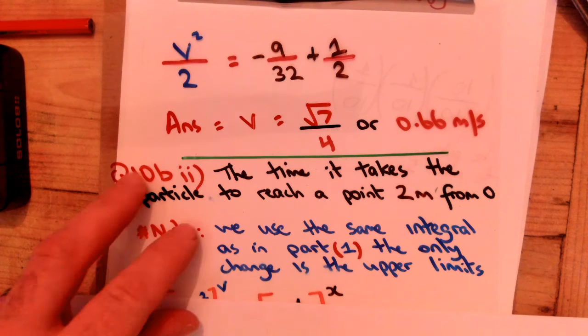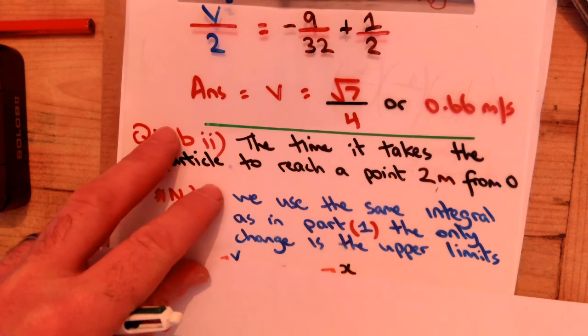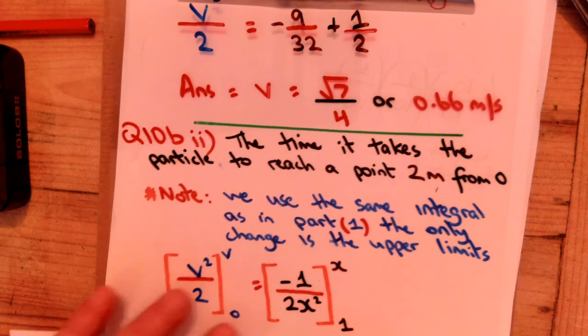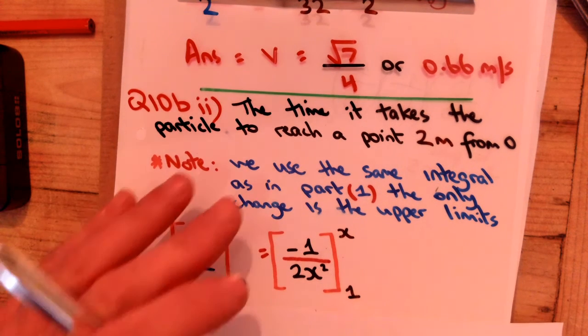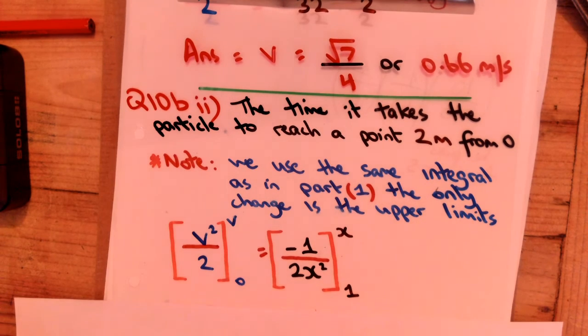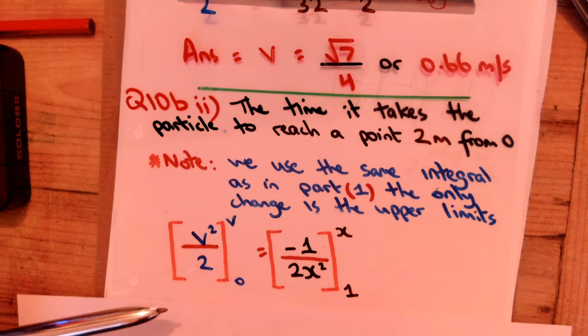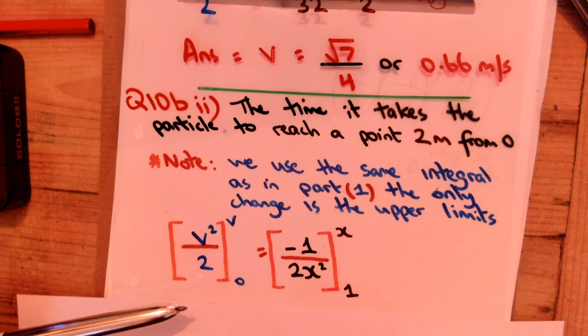Okay. Now, so again, when you're doing that, look, the hard work is being done. Okay. So you go back to that point where you had it primed for integration, you integrated it, and we have this. Okay, the time that it takes the particle to reach a point 2 meters from O.